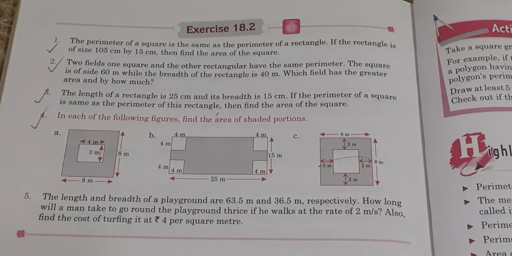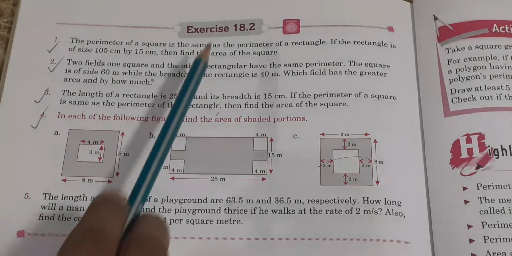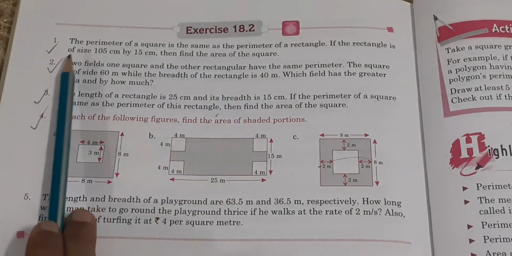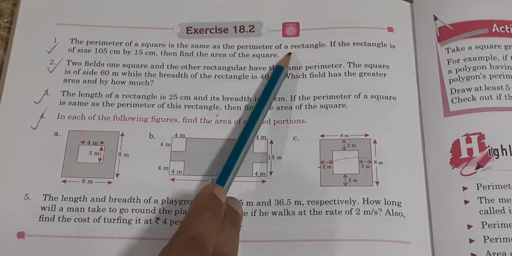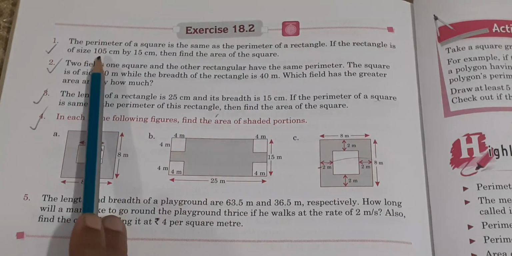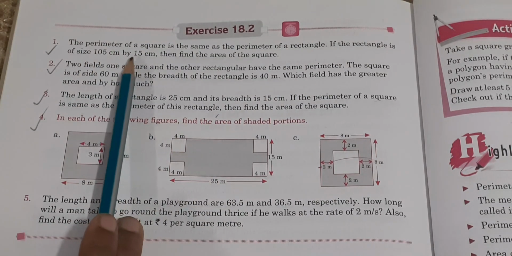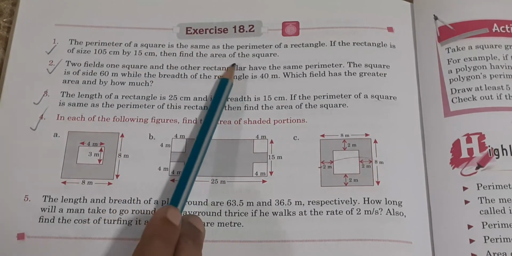Welcome students, now we will move to the next exercise, exercise 18.2. In that first question, the perimeter of a square is the same as the perimeter of a rectangle. If the rectangle is of size 105 centimeter by 15 centimeter, then find the area of the square.